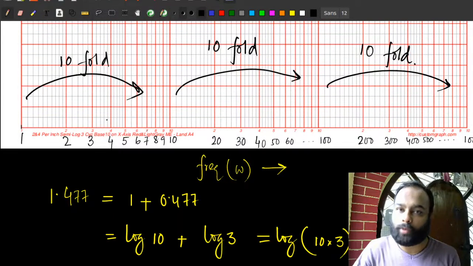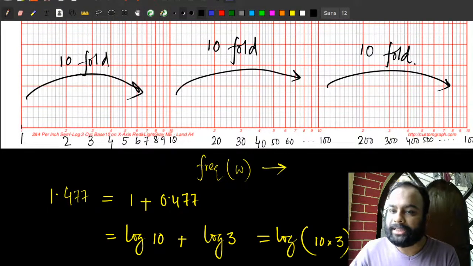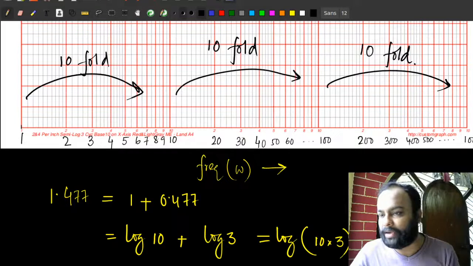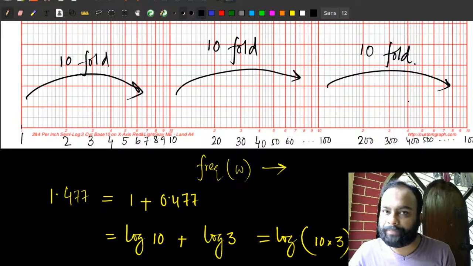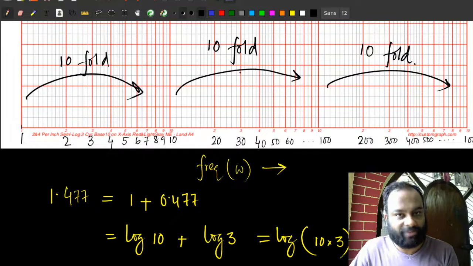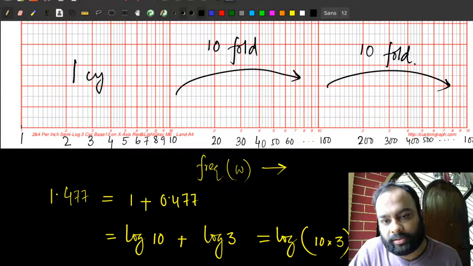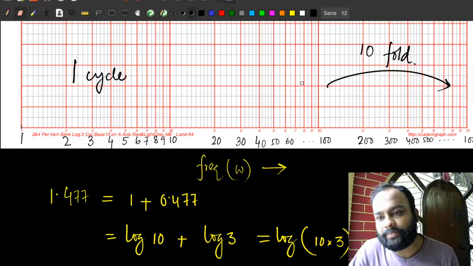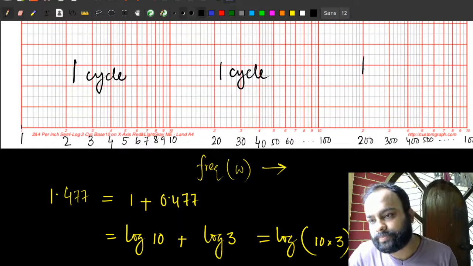So if something increases from 1 to 10, the perception we would have in our mind is identical to something changing from 10 to 100, because that's again a 10-fold change. We understand or perceive things multiplicatively, right? Then if something changes from 100 to 1000, that would again be a 10-fold change, and again we would perceive that identically. So all these changes are perceived identically. So one 10-fold change is known as one cycle. This is known as one cycle. This is another cycle, and this is another cycle.